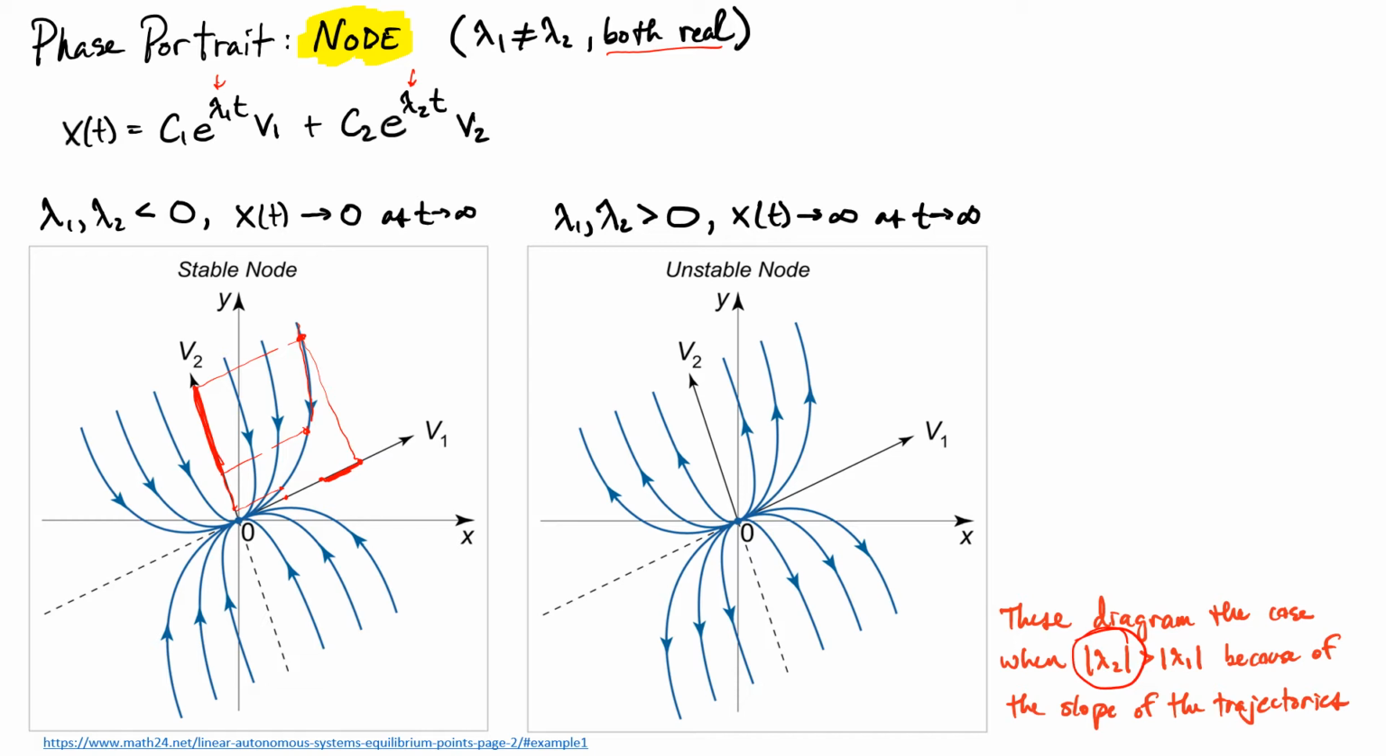So if they're both unstable, you get a very similar picture. The only difference is if you start here, you move outwards. In that case, again, you're moving outwards along V1, and that's happening relatively slowly. And here you're moving outwards on V2, and you're moving relatively quickly.